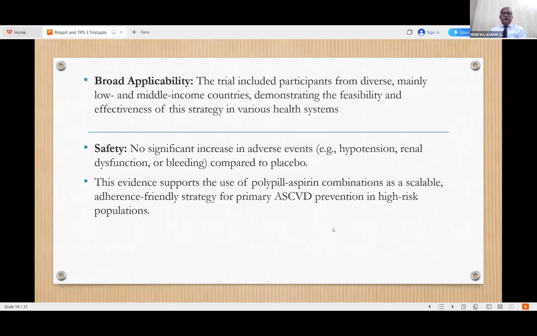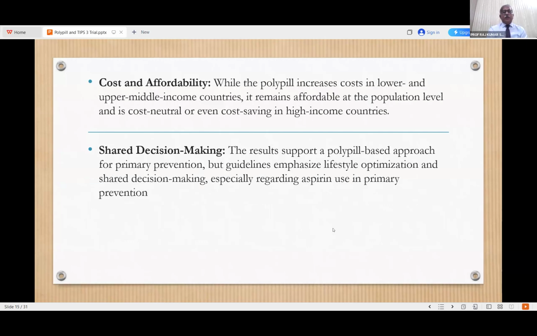Broad applicability: the trial included participants from diverse, mainly low and middle income countries, demonstrating the feasibility and effectiveness of this strategy in various health systems. And there were no safety concerns, as there were no adverse events. Cost and affordability: while the polypill increases cost in lower and upper middle income countries, it remains affordable at population level and is cost neutral or even cost saving in high income countries.